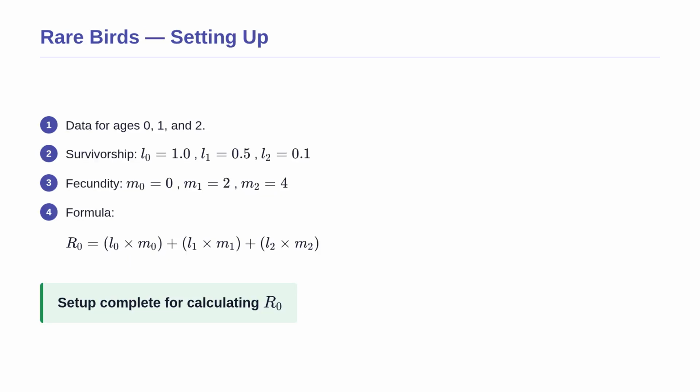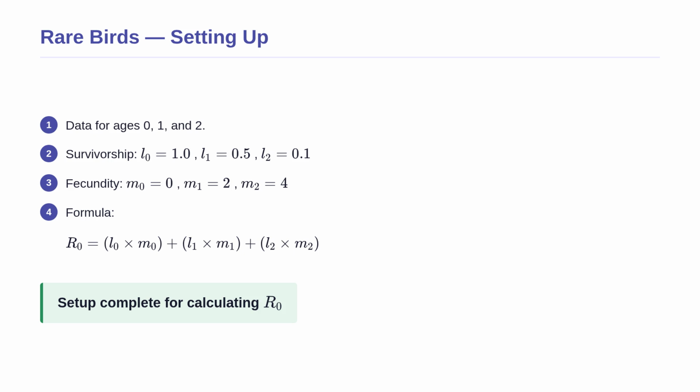Let us apply this powerful formula to a real-world scenario. Imagine we are studying a small population of rare birds to see if they are recovering from endangerment. We have data for 3 age classes, 0, 1, and 2. The survivorship values are 1.0, 0.5, and 0.1. The fecundity rates are 0 for babies, 2 for age 1, and 4 for age 2.